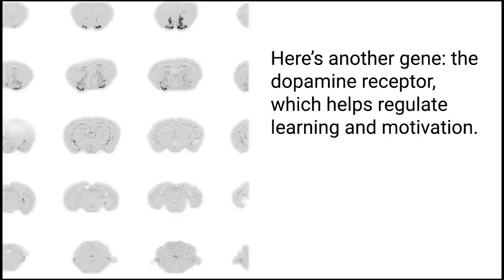Here's another one, the dopamine receptor, which hopefully you'll be familiar with, which is related to regulation of learning and motivation. And you can see that cells that make this gene are really clustered in a couple areas, mostly in the front of the brain in the top part of the diagram. But no cell stands alone.